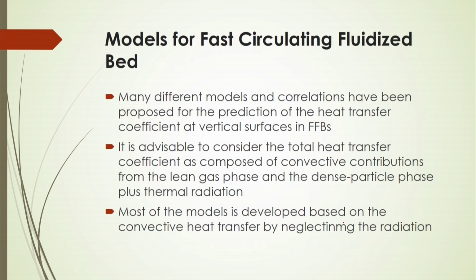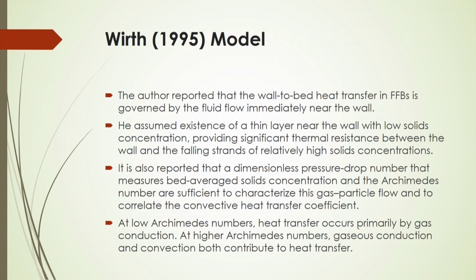Now, many different models and correlations have been proposed for the prediction of the heat transfer coefficient at vertical surfaces in fast circulating fluidized bed conditions. It is advisable to consider the total heat transfer coefficient as composed of convective contributions from the lean gas phase and the dense particle phase, plus thermal radiation. Most of the models are developed based on convective heat transfer, neglecting the radiation. There is one important model, called the Wirth 1995 model.